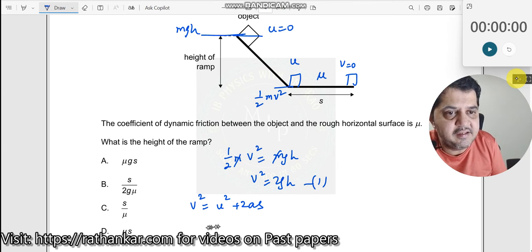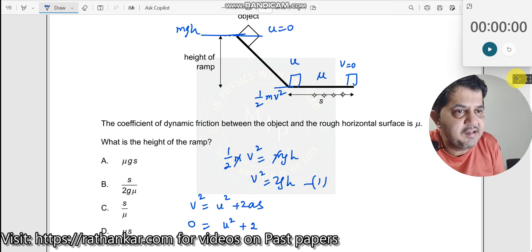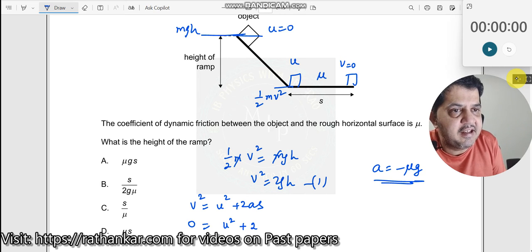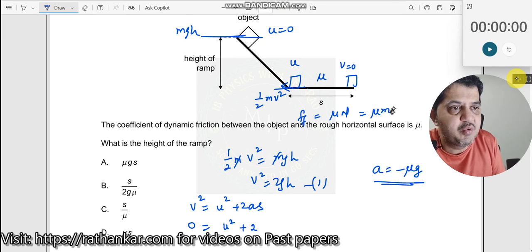What is v? v is 0. What is u? Let me write u square itself: u square plus 2 into a. What is a here? a is equal to minus mu times g. Why minus mu times g? The reason is that the net force acting here is always in the opposite direction. What is that? Frictional force. Frictional force is equal to mu times N, which is equal to mu times mg.